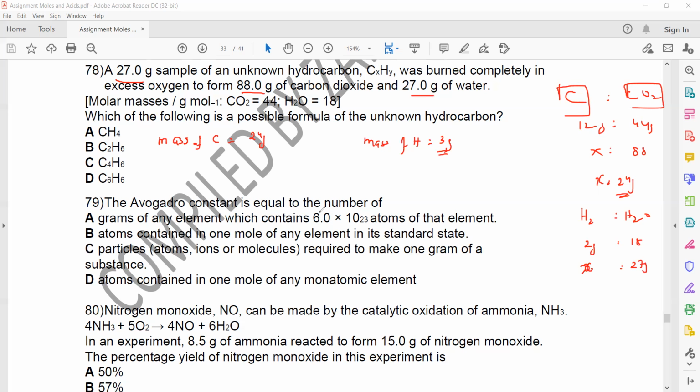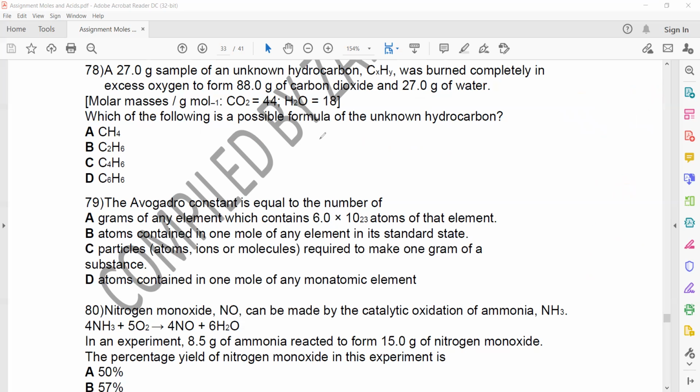We can also work out the empirical formula and check which option matches the simplest ratio. That is one way. There's also another way: if we have a hydrocarbon with the formula CxHy, it burns completely in the presence of oxygen to give carbon dioxide and water.